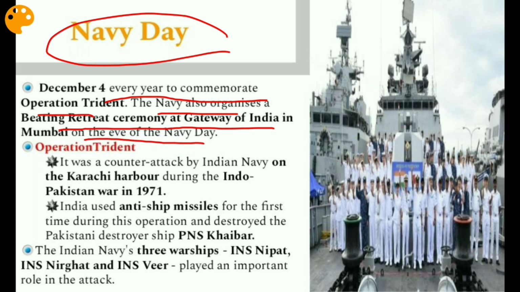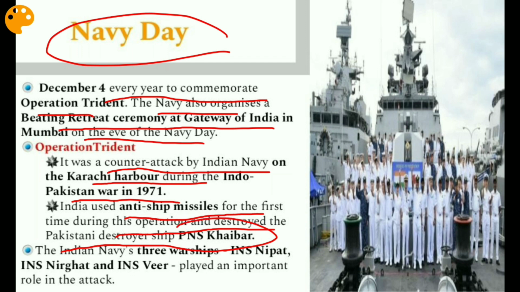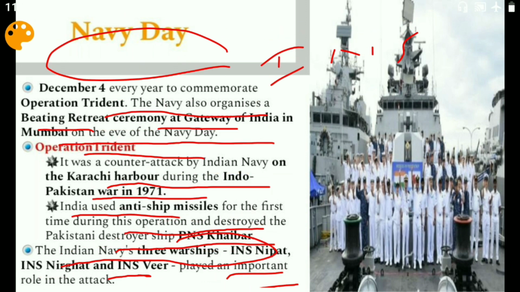Operation Trident was a counter-attack by the Indian Navy on the Karachi harbour during the Indo-Pakistan War in 1971. India used anti-ship missiles for the first time during the operation and destroyed the Pakistani destroyer ship PNS Khyber. The Indian Navy's three warships, that is INS Nipat, INS Nirghat and INS Veer, played an important role in the attack. So in the comment box mention which INS of India is nuclear powered.